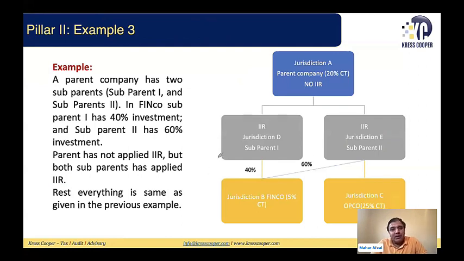Now in this jurisdiction, one more scenario has been added. Now two more entities are there. This one is applying IIR, this one is applying IIR, and this one is not applying any IIR. Top-down approach: entity A, in jurisdiction A, is not applying IIR, so they cannot collect tax. Entities D and E both are applying IIR and both can collect. They are holding 40% in B, where the tax rate is 5% in FinCo, and this entity is holding 60% in FinCo, where the tax rate is 5%. So they need to collect in proportion.